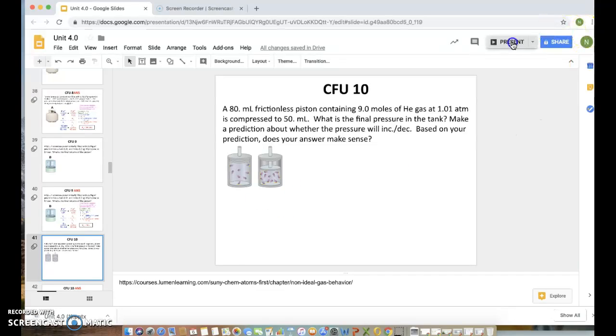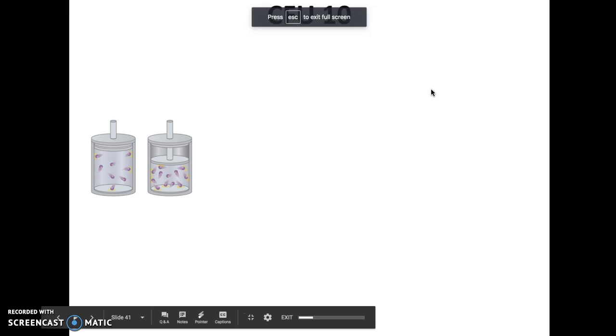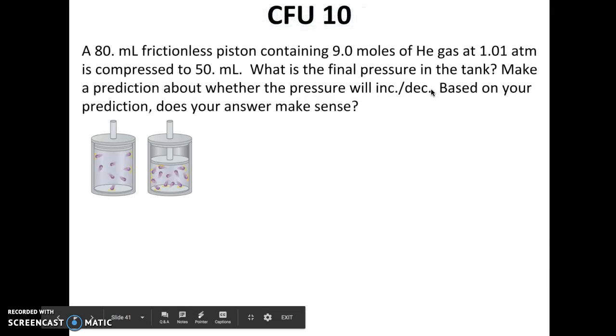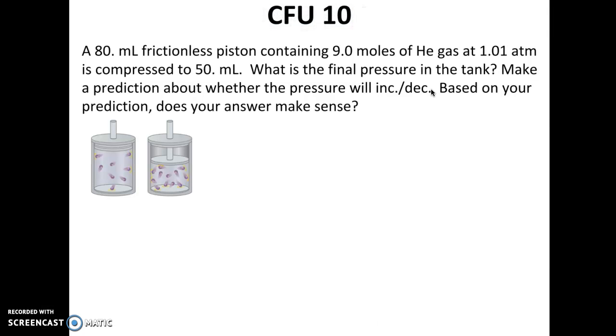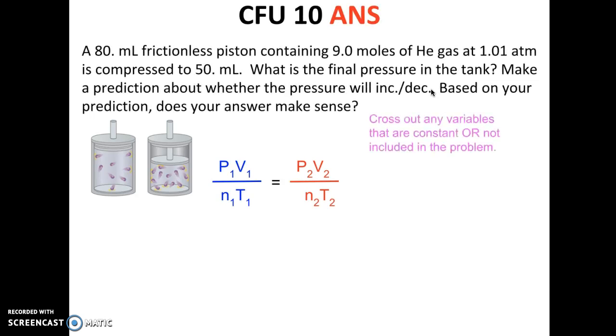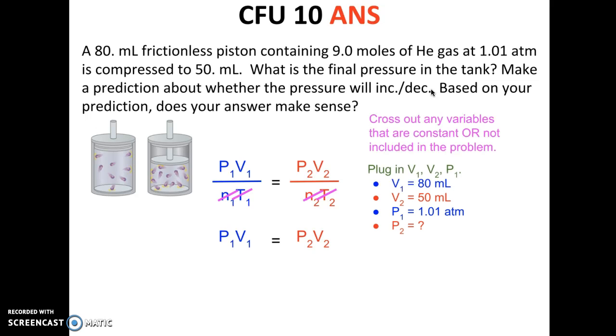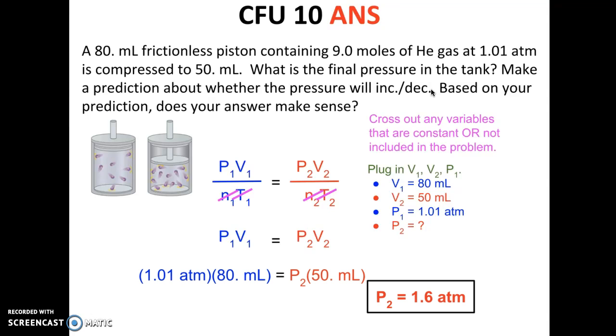Okay, we have a couple more CFUs. For this next CFU, CFU 10, I want you to read it carefully, and you're going to annotate with the information that you have. And when you press play again, the work will be shown. Okay, so cross out any variables that are constant. In this case, moles and temperature stay the same. So we're just left with pressure and volume. We plug in our information there, and we get the pressure.